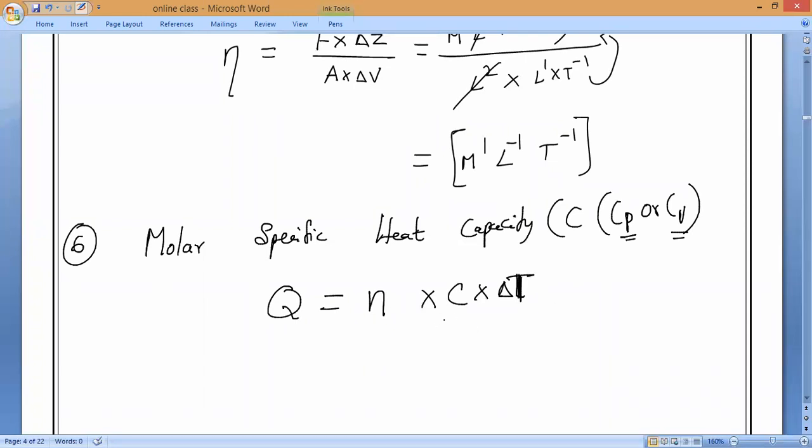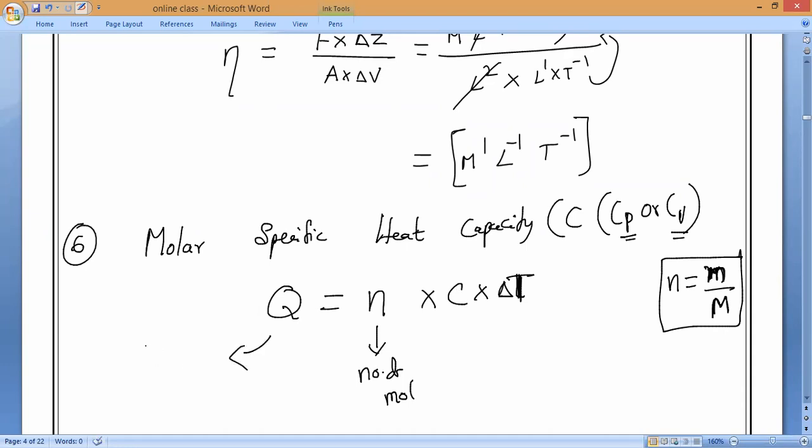So n means number of moles. Class 9th you studied. Do you remember? n, number of moles, is equal to given mass divided by molar mass. Mole concept. Remember or not? Everybody? Yes, sir.